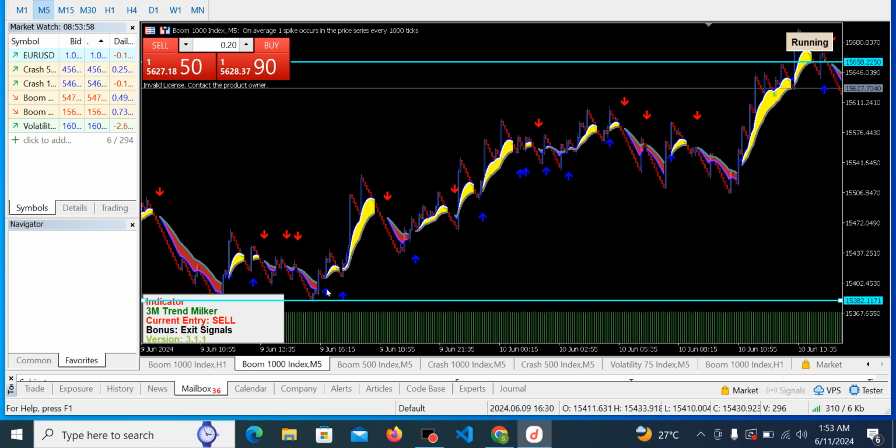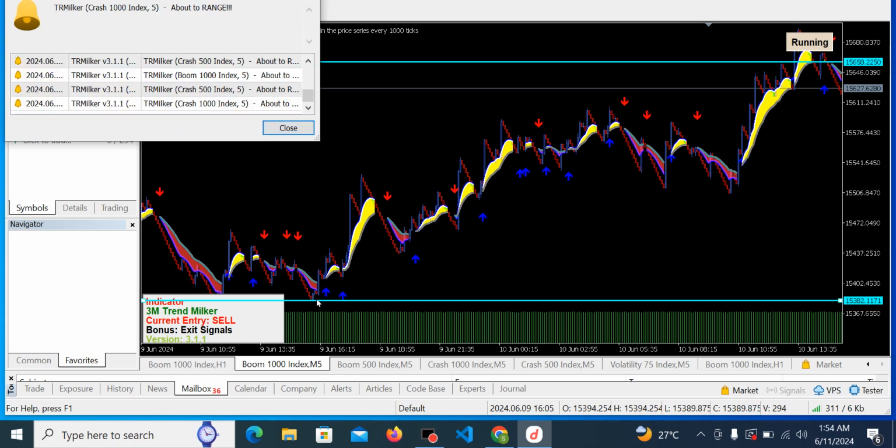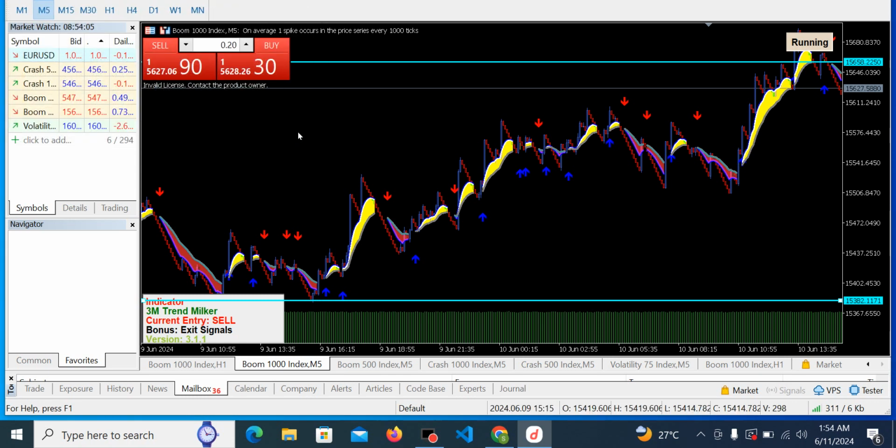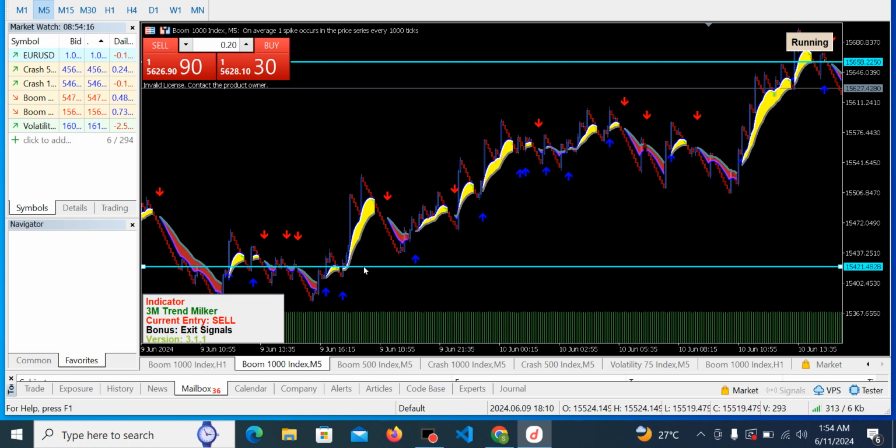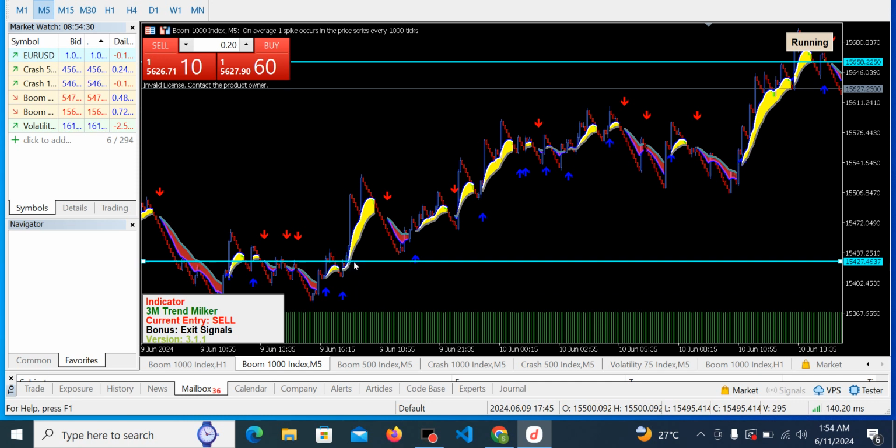So quickly let's go straight into it. When this got to this major support zone, all you need to do is wait for the necessary signals to happen. Right here we got our yellow flag popping up. At that point you should wait for the blue arrow to pop up, and it pops up around here, which gives us an assurance that we can go ahead and place a buy order.